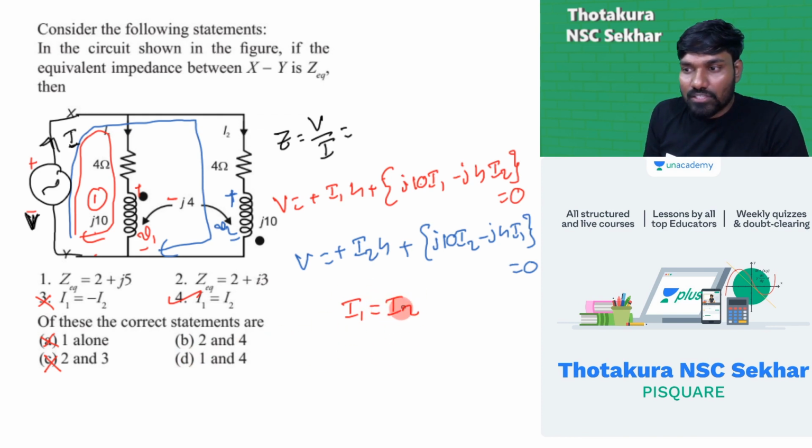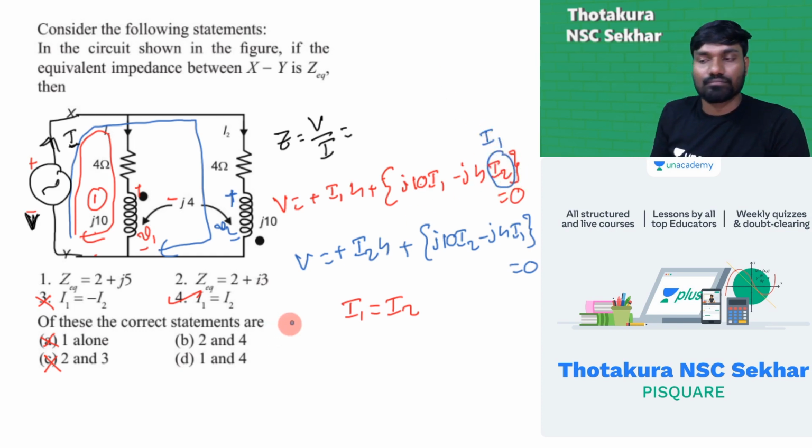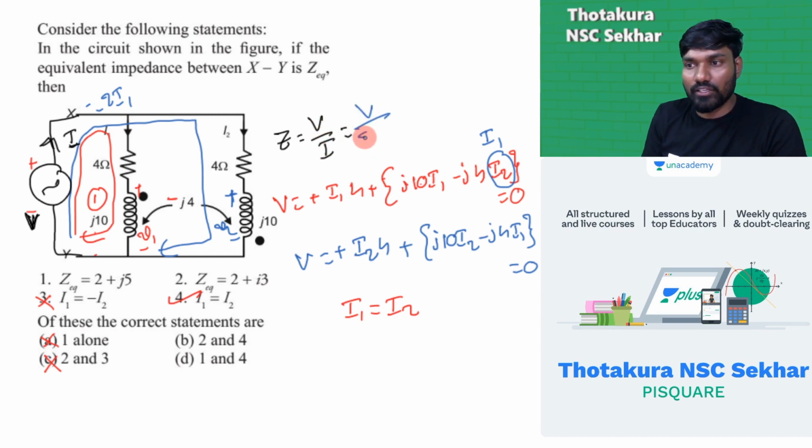Now in place of this I2 here, you substitute I1. And what is the relation between I1, I2 and I? I is equal to I1 plus I2. Now I1 is equal to I2, so I can say I is equal to 2 into I1. V by I means V by 2 into I1. Now you need to find V by 2 into I1, that's the value of Z.